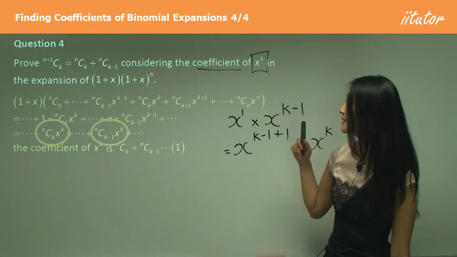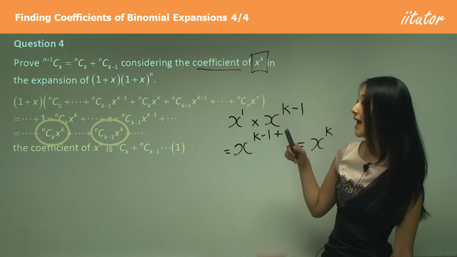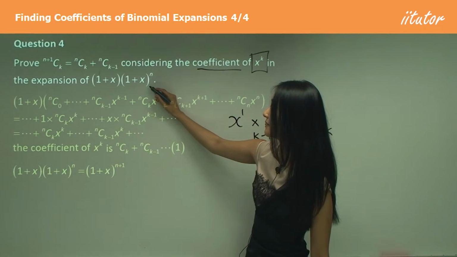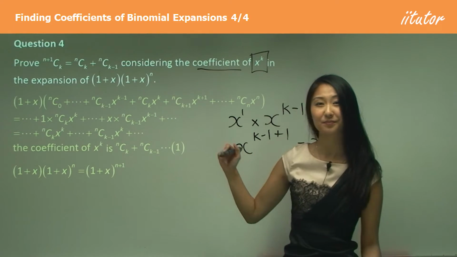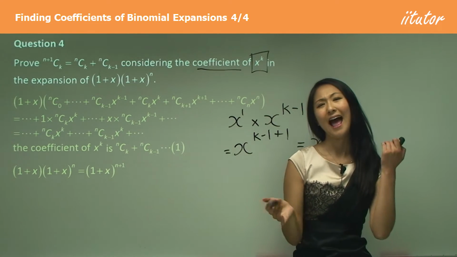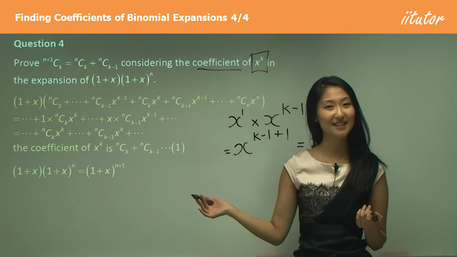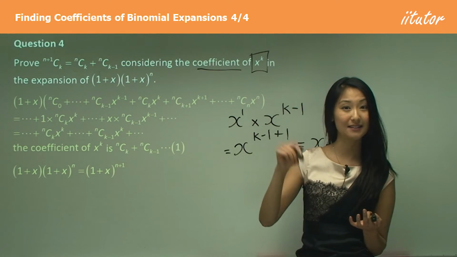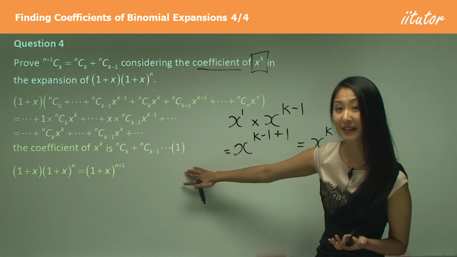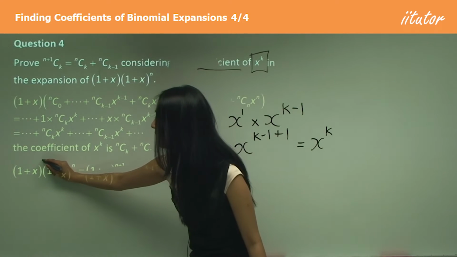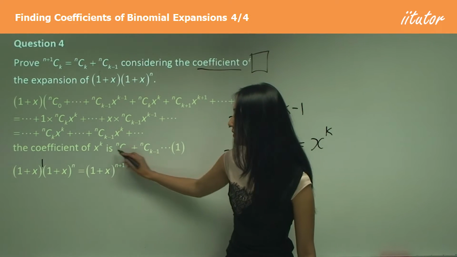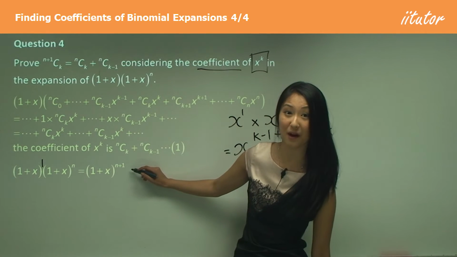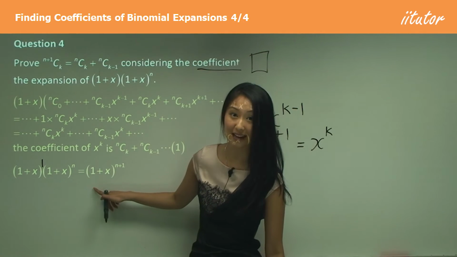Now I want us to consider the coefficient of x to the power of k when we're considering (1+x)^(n+1). So remember in the previous question how we had (1+x)^5 times (1+x)? And I said a lot of you would be wondering why we don't just jump straight to (1+x)^6. So that's kind of what we're doing here. This is power of 1, this is power of n, so this is exactly the same as (1+x) to the power of n+1, right? Can you see? It's exactly the same.